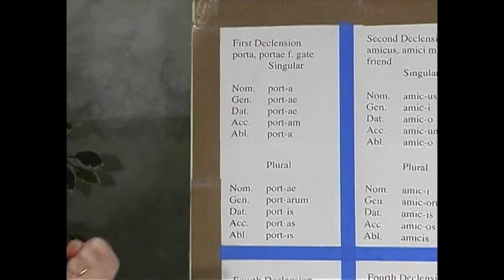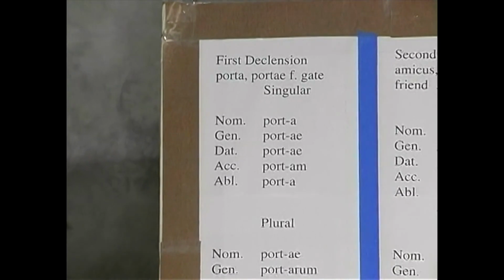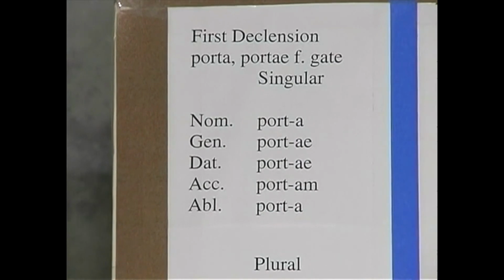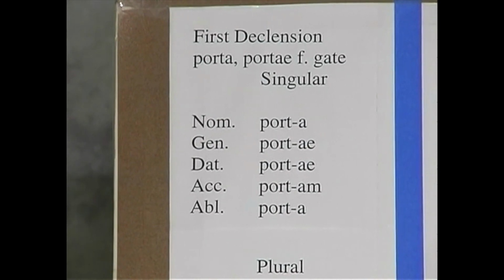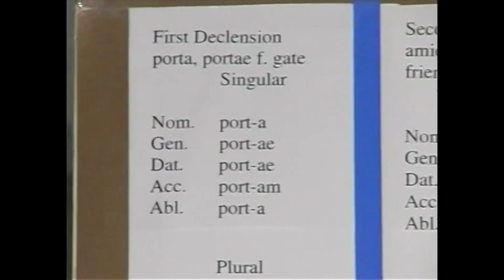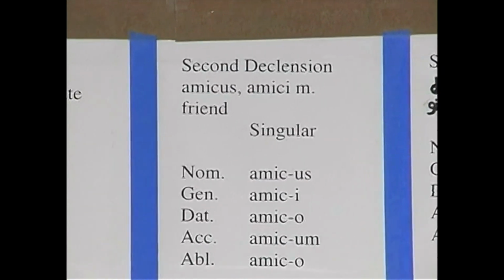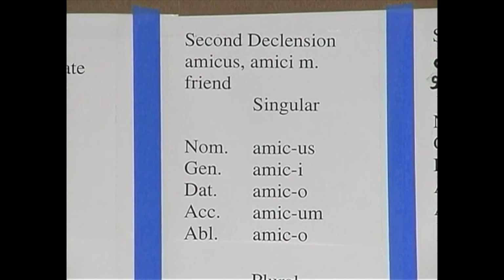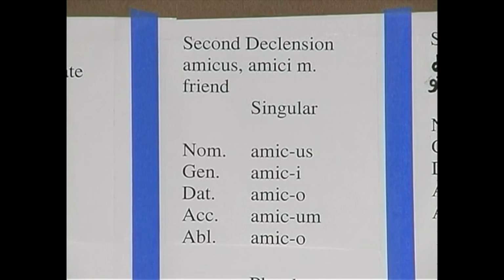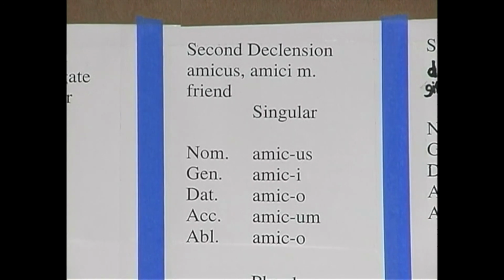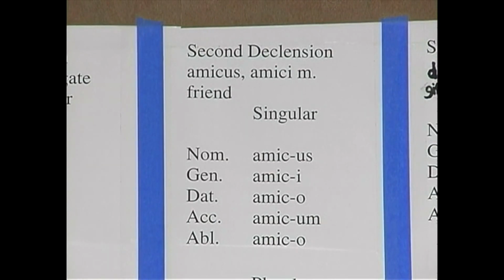So this paradigm has to be memorized, and this will be used when we actually read Latin text. The second declension, our model noun will be amicus, amici, masculine friend.